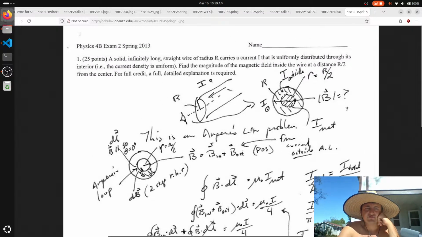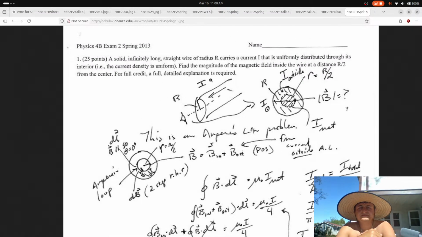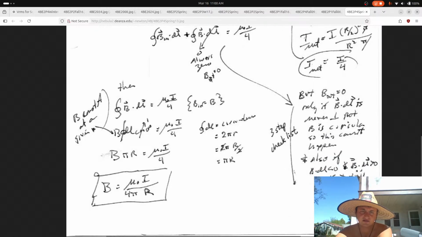Okay, a solid infinitely long straight wire of radius r carries a current I that is uniformly distributed through its interior. Current density is uniform. Find the magnitude of the magnetic field inside the wire at distance r over 2 from the center. For full credit, a full detailed explanation is required. All right, so he's doing the E out, B in thing or something.